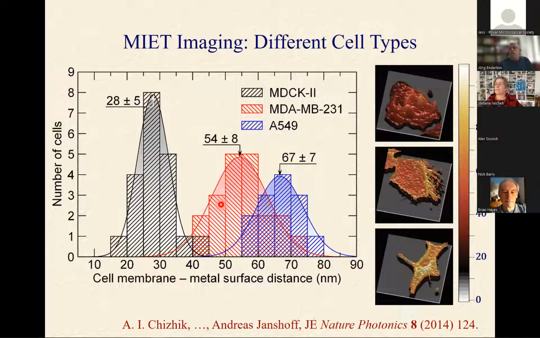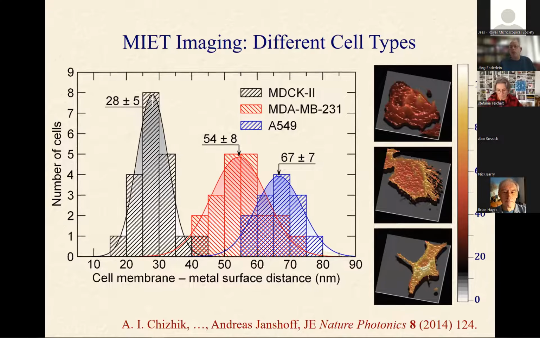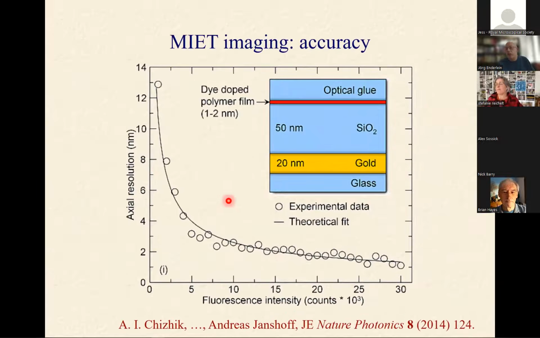Now, of course, the question was, how accurate is our method? How good are we in accuracy? So what we did is a test measurement where we simply put a silicon dioxide spacer of a very well-defined thickness on our gold glass substrate. In a clean room, you can prepare such samples very precisely. And then on top of the spacer, we have a super thin film of fluorescent dye. Then we repeat this imaging experiment many times, and from the variance of the result, we can estimate what the accuracy is.